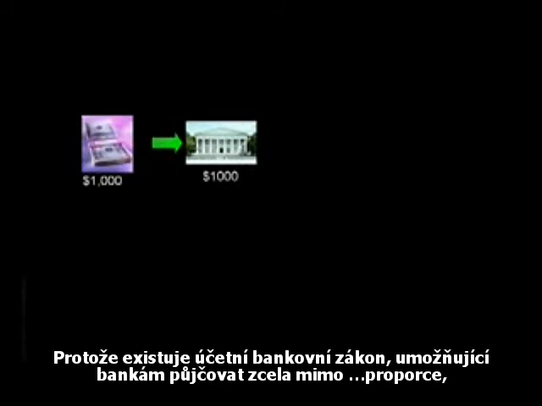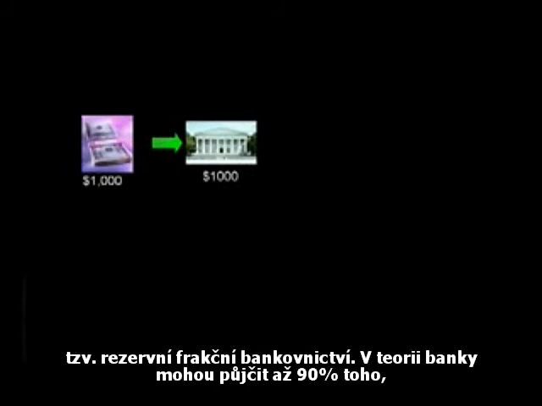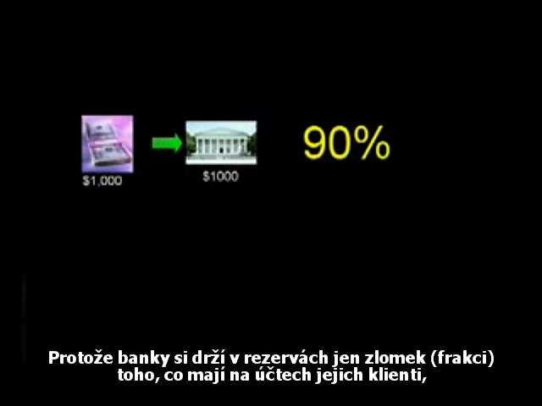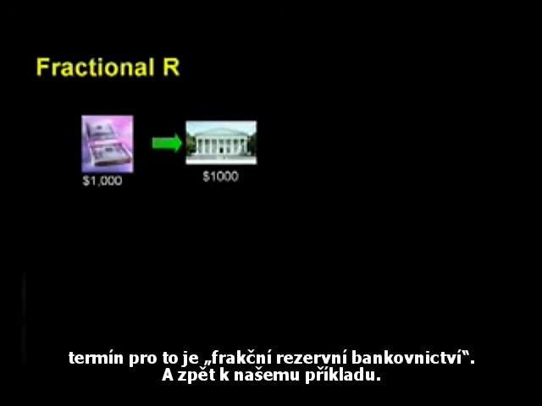Now there's a rule on the books, a federal rule, that allows banks to loan out a proportion, a fraction of the money they have on deposit to others. In theory, banks are allowed to loan out up to 90% of what people have on deposit with them. Although, as we'll see later on, the actual proportion is much closer to 100%. Nonetheless, because banks retain only a fraction of their deposits in reserve, the term for this process is fractional reserve banking.